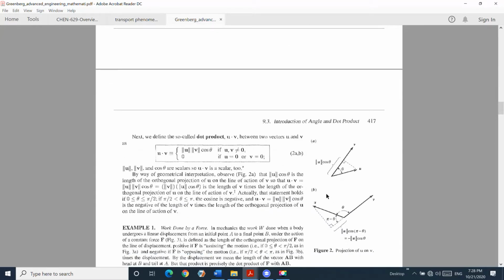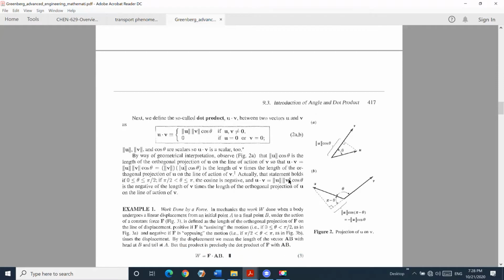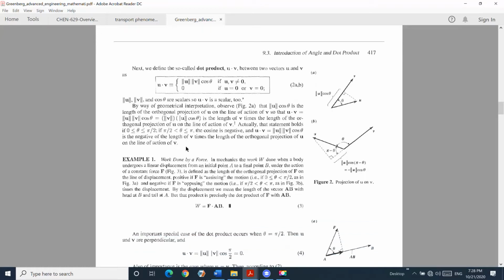Basically, what is the physical meaning of this dot product? You take the projection of u on v like this. The projection of u on v gives you the norm of u multiplied by cosine theta. Then if you multiply this by the norm of v, it gives you the dot product here.